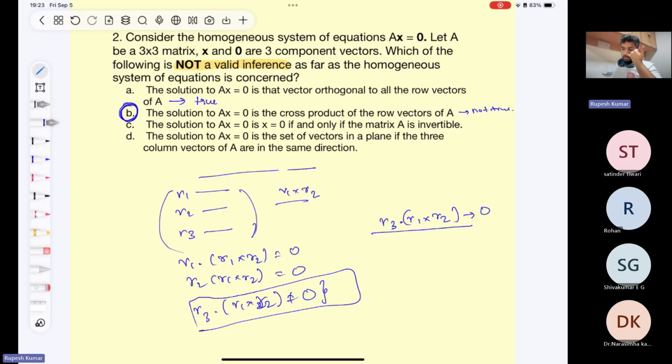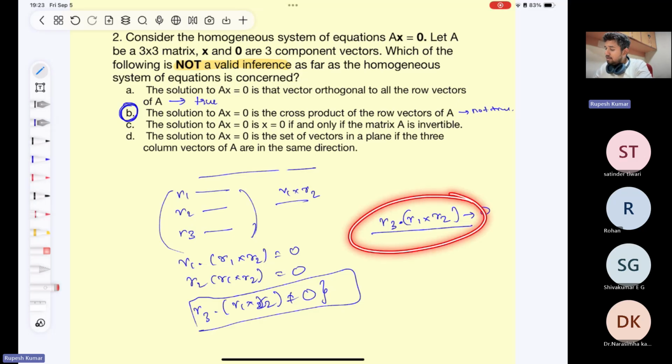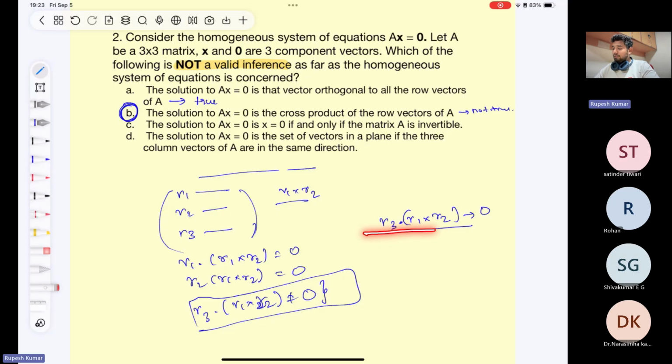So basically, you can't say it directly. Satyendra, you are right. Basically, this quantity can or cannot be zero. It depends upon the vectors R1, R2 and R3. Since we do not have much information, option B is not true, right? This is also a scalar triple product of these three row vectors, so it is essentially the volume occupied by the three row vectors. For that to be zero, the determinant of the matrix has to be zero. It must not be full rank, right?